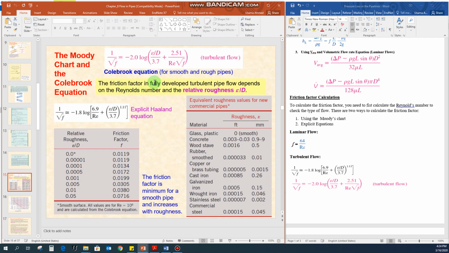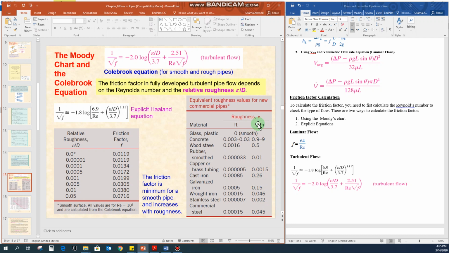The friction factor in fully developed turbulent pipe flow depends on the Reynolds number and the relative roughness. So for turbulent flow, the friction factor depends on the relative roughness. Now what is this epsilon value? It represents the roughness of the material. If you are dealing with a glass pipeline, the roughness is 0, and for other materials you can see the values for the roughness in terms of length dimension.